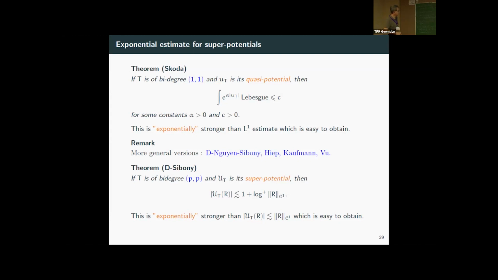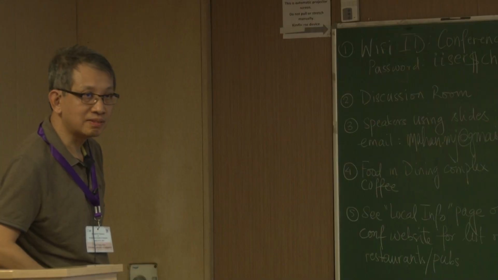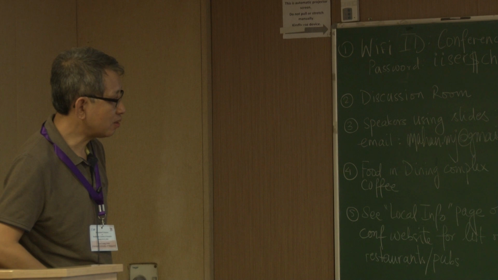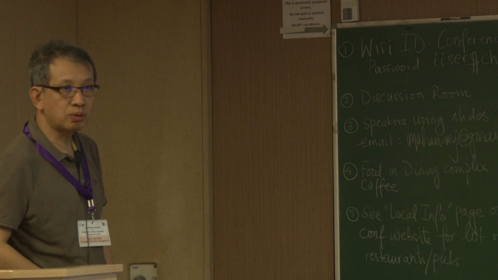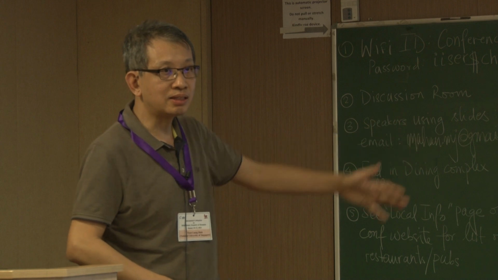Now you can say that we are in infinite dimension. We don't have the Lebesgue measure, you don't have something like that. So what can you do in this case? Actually, you can do this. The statement is like that. You take a superpotential at some value R, and you assume that R is regular enough, then you have this estimate. Without the log it is easy. By putting the log here, I have an estimate which is exponentially better than the easy estimate that we can get.